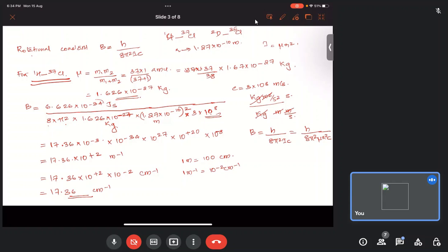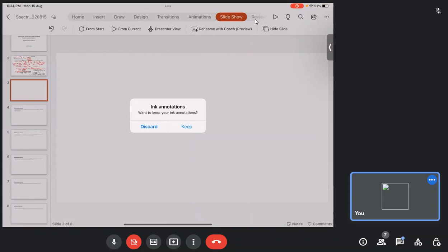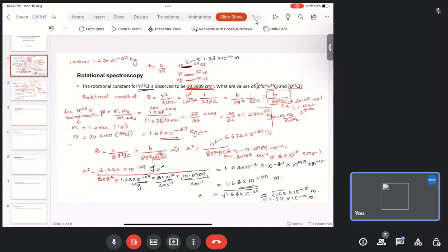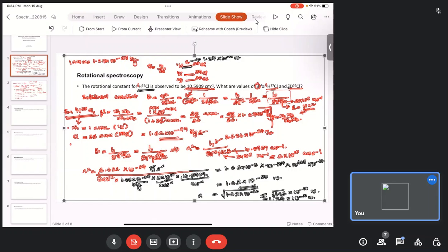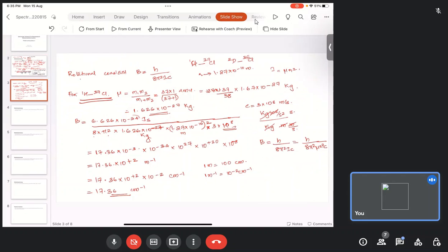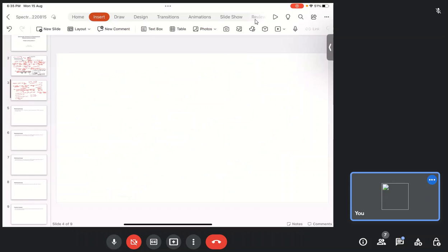Now the next part. The first part was to find the distance between these two. The second part was to find the rotational constant when it is proton and 37 Cl. Next thing is when it is deuterium, 2 deuterium and 35 chlorine. So let's have a new slide for that.